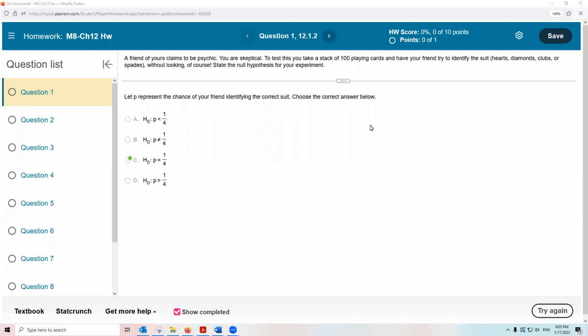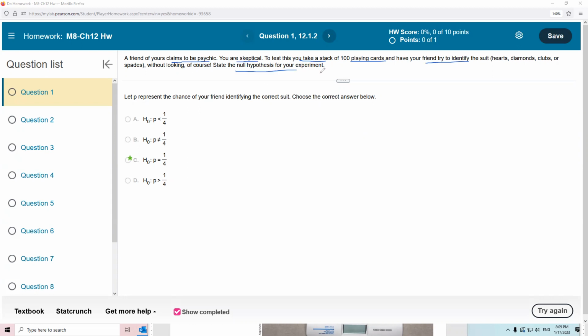This is the chapter 12 homework, and this introduces the idea of hypothesis testing. So let's read this over. It says, a friend of yours claims to be psychic, but you're skeptical. To test this, you take a stack of 100 playing cards, and you have your friend try to identify the suit: hearts, diamonds, clubs, or spades. What is the null hypothesis?